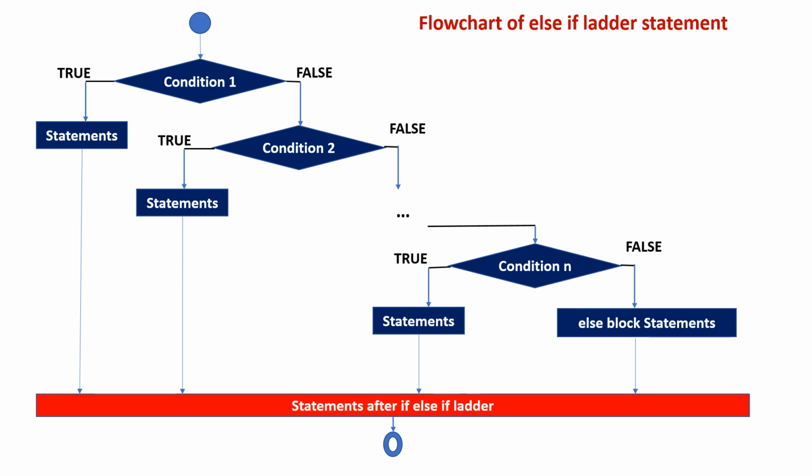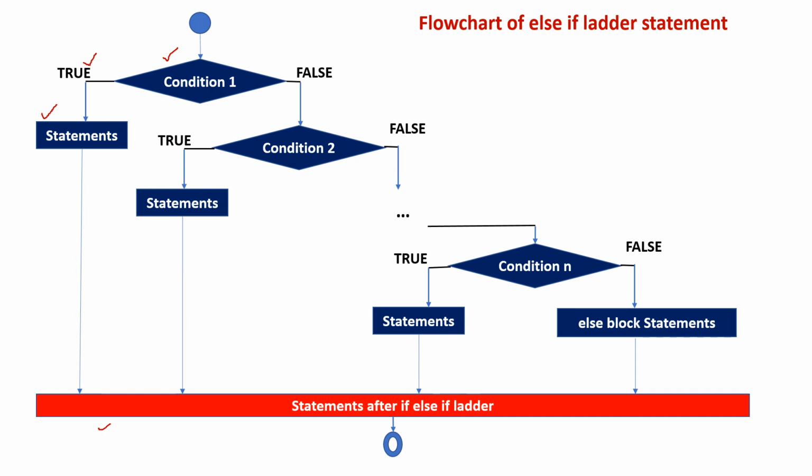We see the flowchart of the else if ladder statement. Now see here, there are multiple conditions. We can have any number of conditions. First of all, the first condition is checked. If the first condition is true, then the statements in that block are executed, and then control immediately comes out of the else if ladder and executes the remaining statements after the else if ladder. That means no other condition is checked.